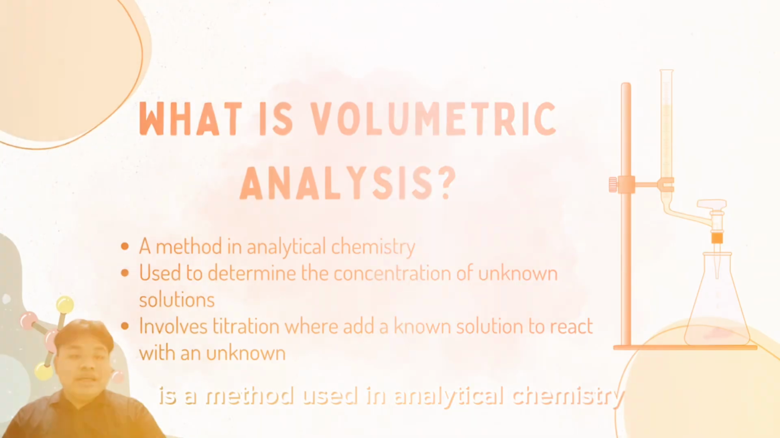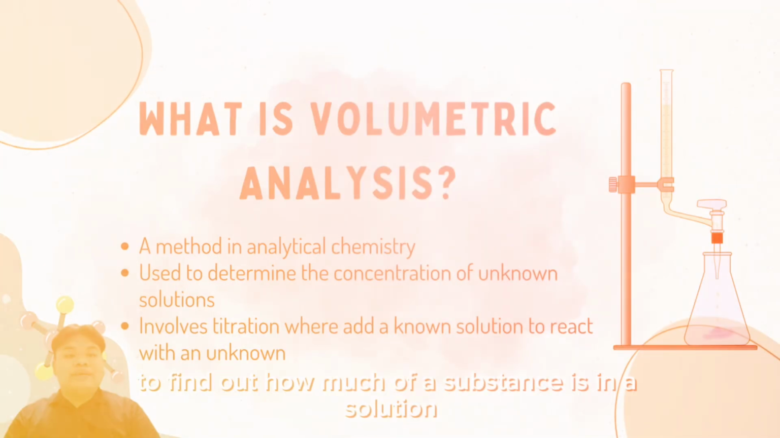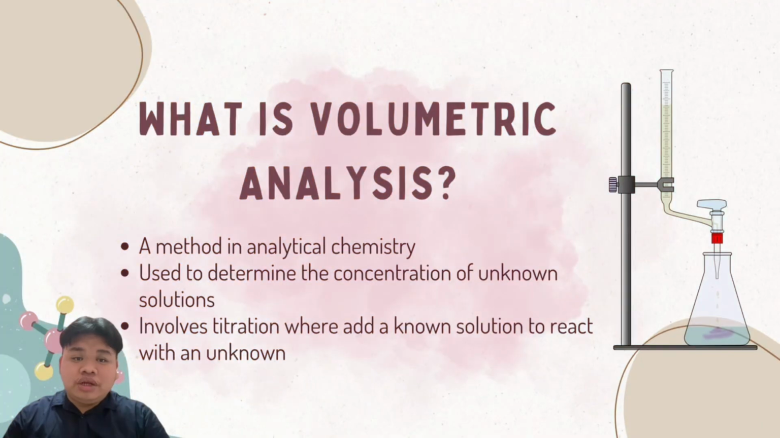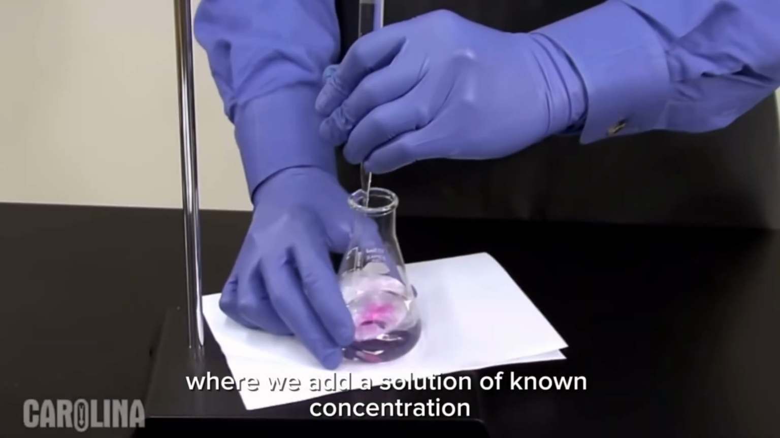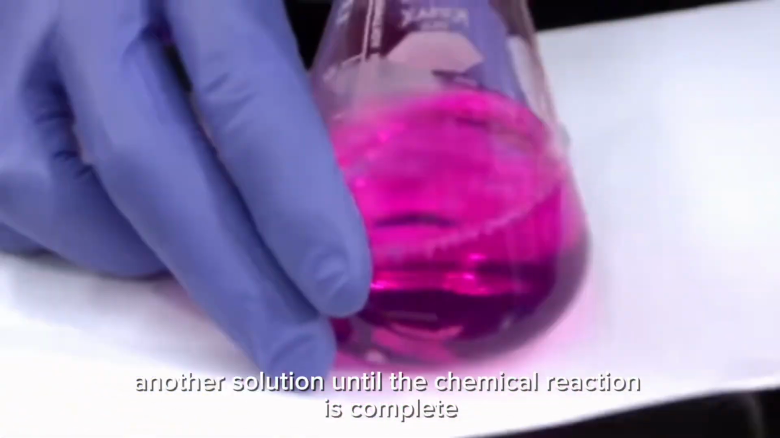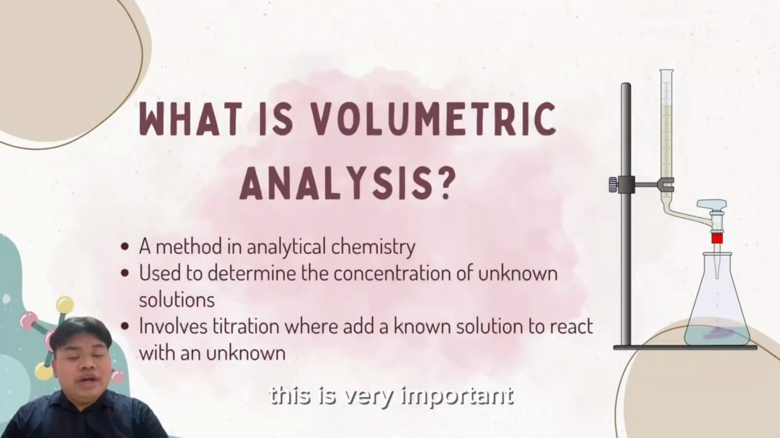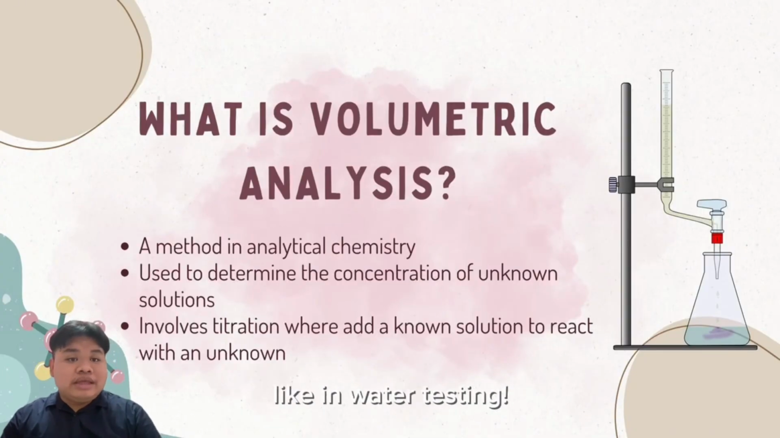Volumetric analysis is a method used in analytical chemistry to find out how much of a substance is in a solution. It usually involves titration, where we add a solution of known concentration into another solution until the chemical reaction is complete. This is very important when we want to measure accurately, like in water testing.